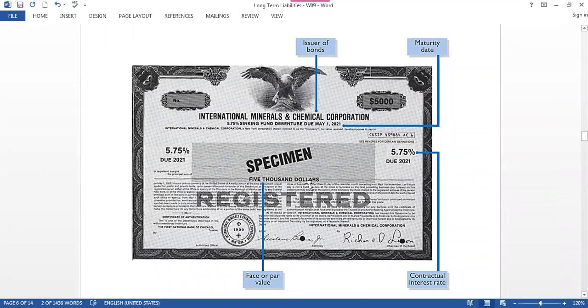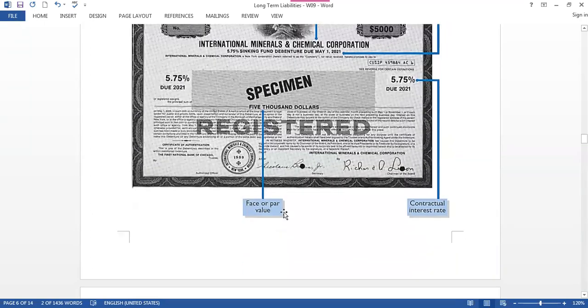You can see that today, for example, you sell this paper, and you can collect $5,000 from the market. But you know that this is the face amount of the bond, right? And you are liable to pay $5,000 maybe 2 years, 3 years, or 5 years later. And every year you are liable to pay 5.75% interest.